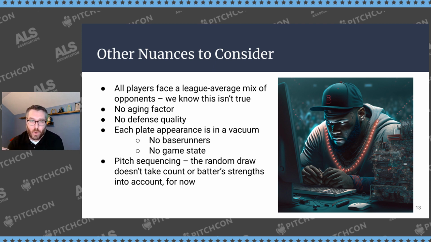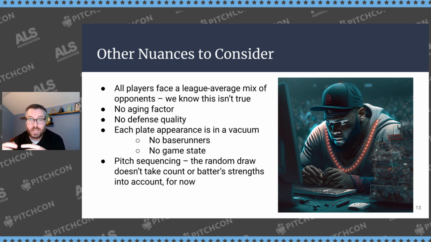Again, no defensive quality for now. These are things that might be something we want to add soon, but this is just based on quality of contact. Each plate appearance is in a vacuum, just like PLV itself. I'm not projecting that this happened in a certain game state, with a runner on second or a tie score at the end of the game, anything like that. These are in a vacuum.